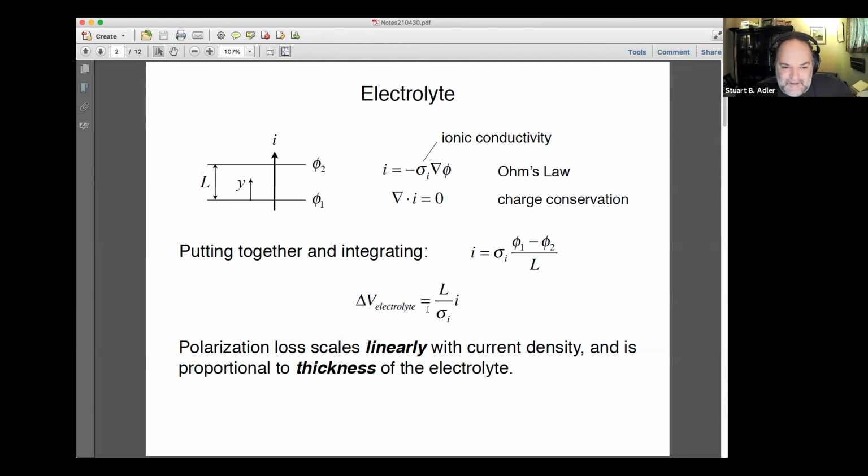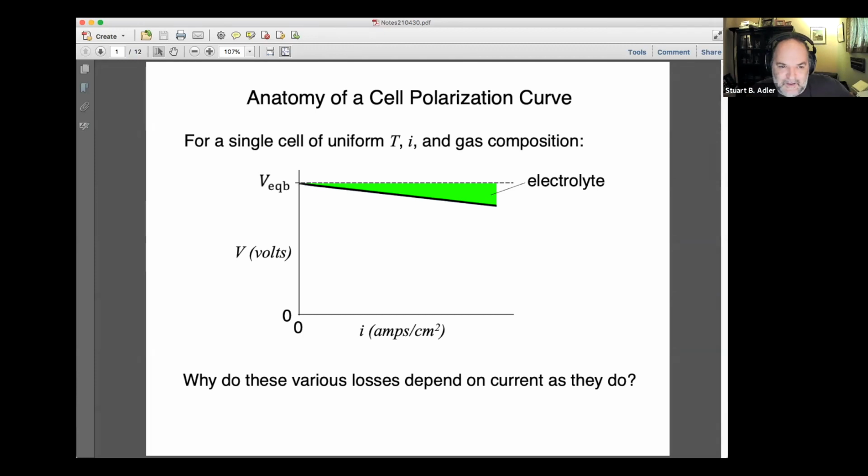So the main takeaway is that the polarization loss that you have for an electrolyte varies linearly with the current density. It's also proportional to the thickness. So if I make the electrolyte twice as thick, I'm going to have twice as large an ohmic resistance. So what does that look like on our polarization curve? It would just be a straight line. As we increase the current density, the voltage loss would linearly increase. So at a minimum, even if the electrodes were completely reversible, we would have a voltage that would linearly drop from the open circuit voltage as we increase the current density just due to the electrolyte resistance.